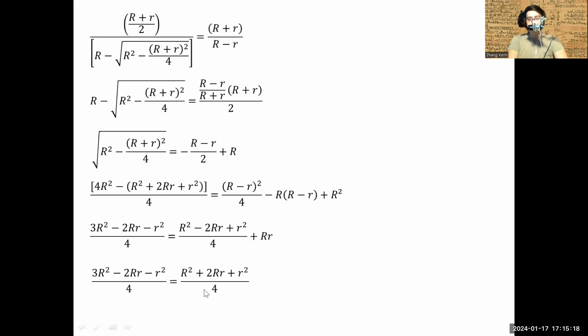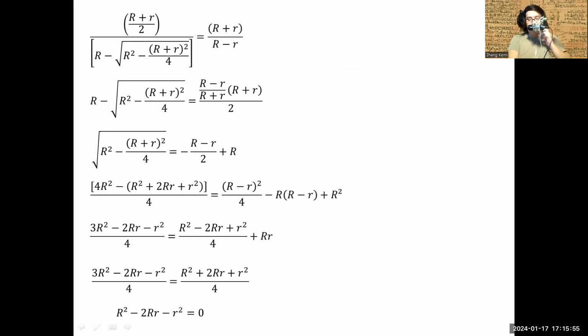So why is this interesting is because I want to get rid of the 4. How do I get rid of it? Basically, I just have to multiply by 4 on both sides. And by doing so, I end up with the following quadratic equation. If I'm going to simplify the terms, I just bring the terms over and subtract them, add them. I will end up with capital letter R square minus 2 times capital letter R of small letter r minus small letter r square equals 0.